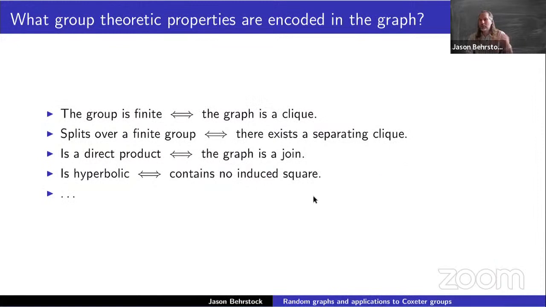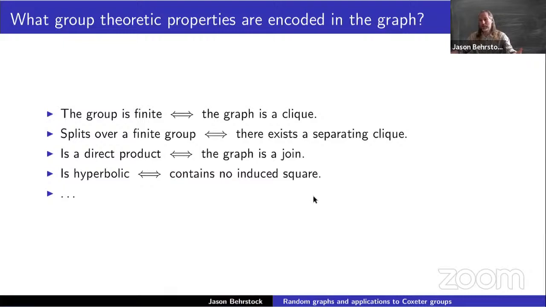And then there are lots of other properties. The question is, what other group theoretic properties can you encode by the graph? And in general, since we know that isomorphism classes of graphs and isomorphism classes of groups are in bijection, a natural question to ask is, what do random right-angled Coxeter groups look like? So what's a random right-angled Coxeter group? You just generate a random graph in the Erdős–Rényi model, and then you build the right-angled Coxeter group associated to that.